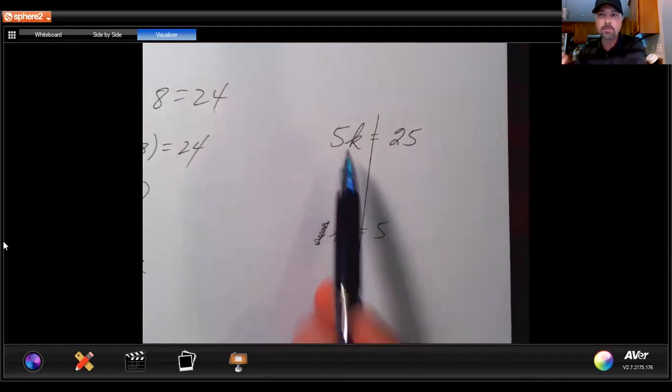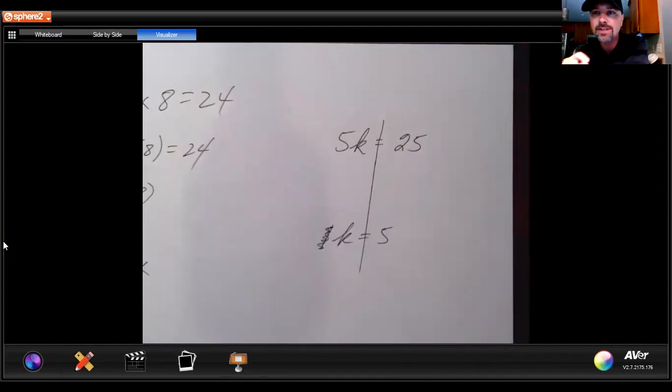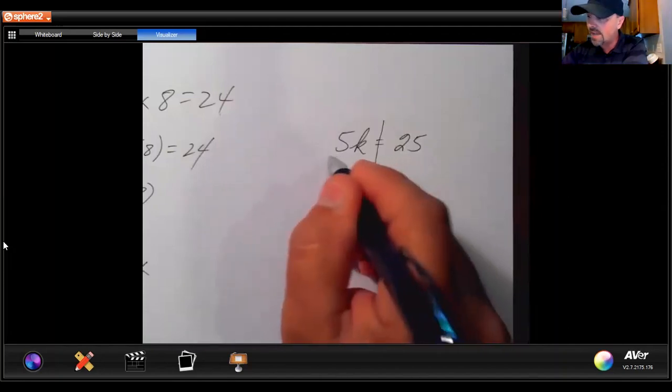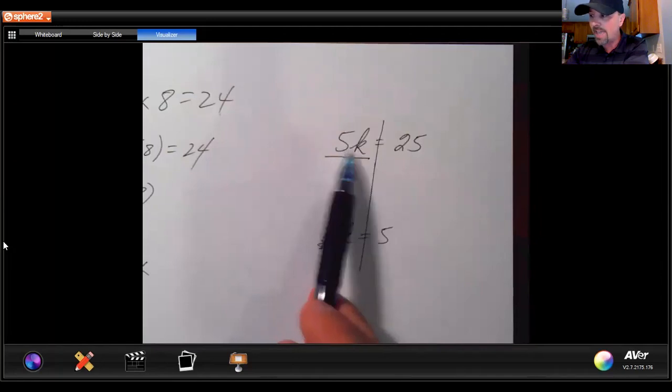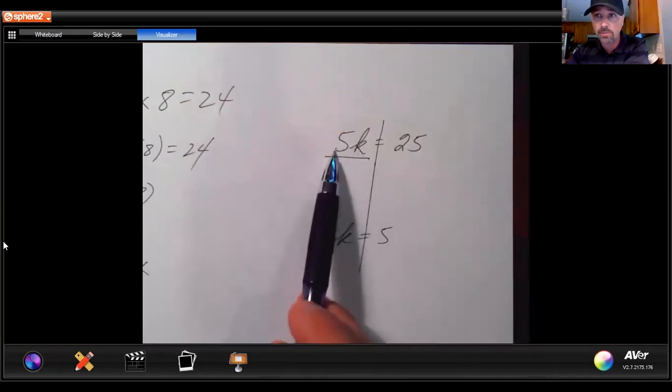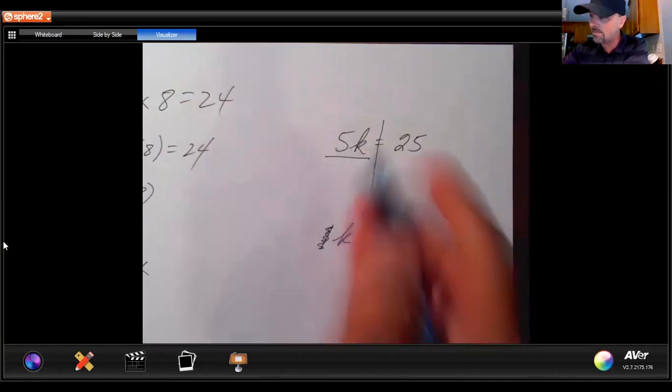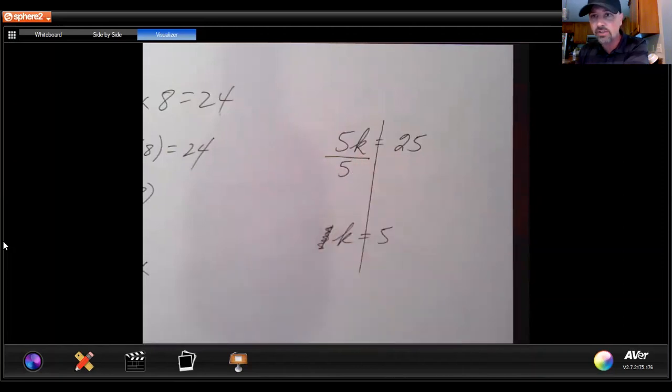What we see here is multiplication. So what's the inverse of multiplication? What's the opposite? Division. Yeah, we're going to undo this multiplication and we're going to divide by whatever we see here. So in this problem, k was multiplied by 5. So I'm going to undo that by dividing by 5. Now ask yourself, what's 5 divided by 5? 5 divided by 5 is 1.